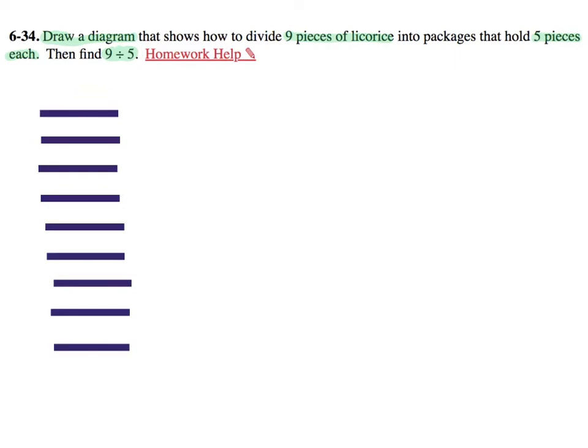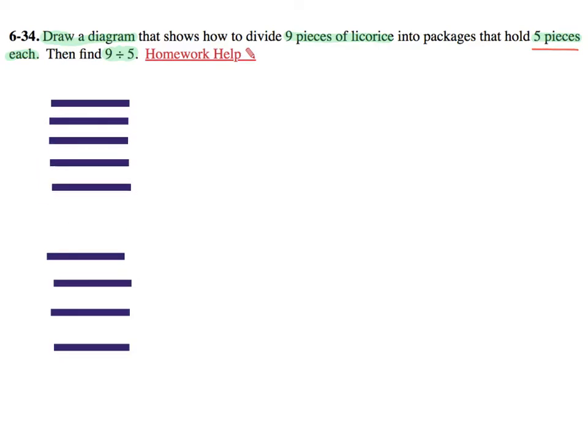So I went ahead and drew the 9 pieces of licorice, and I want to group them, and they're saying specifically 5 pieces in one package. So let's see if we could do that. I have 9, so if I count, 1, 2, 3, 4, 5. That could be one package because they're saying 5 pieces each. But I can make another package because I have 4 left over.